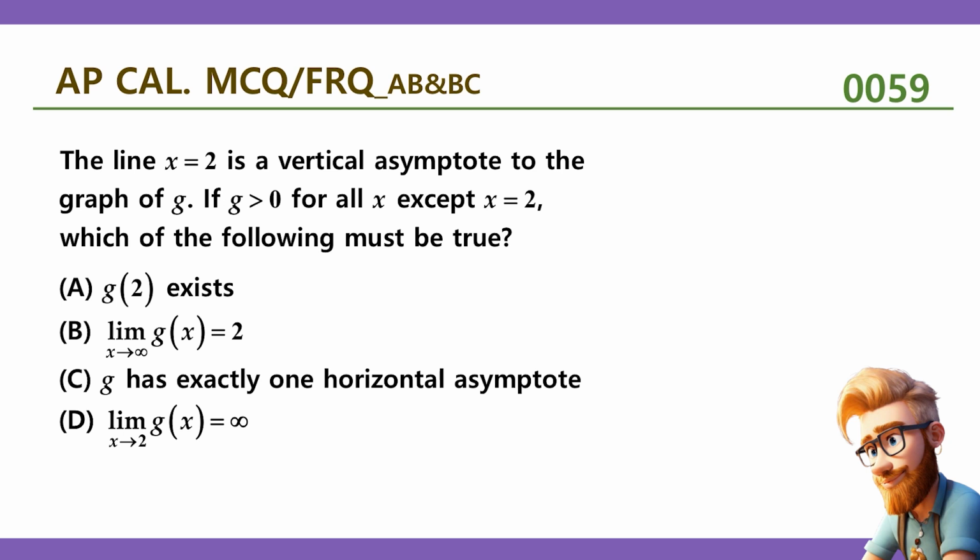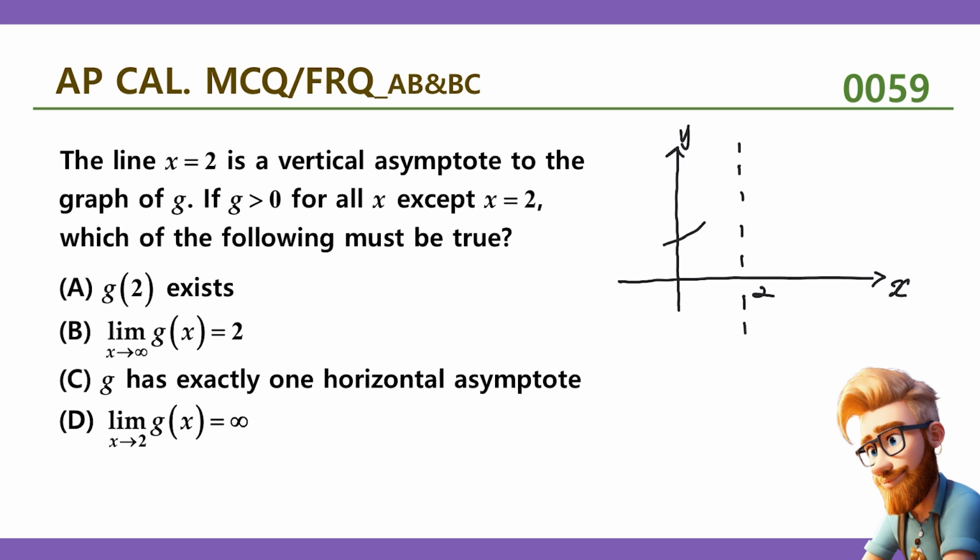Question 59. The line x is equal to 2 is a vertical asymptote to the graph of g. If g is greater than 0 for all x except x is equal to 2, which of the following must be true? So let's draw the graph of g roughly. Here, what we know is we have a vertical asymptote at x equal to 2, and g is positive for all x, right? Except x is equal to 2. So we could have this type of graph.